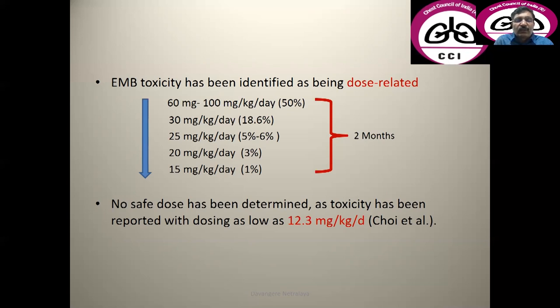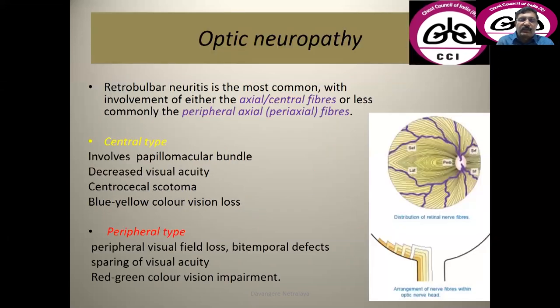And if you reduce the dosage to around 50 milligram per kg per day, the incidence is reduced to around 1%, if you give the treatment for a duration of around 2 months. But no safe dose has been determined, because toxicity has been noted with a dose as low as 12.3 milligram per kg per day in literature.